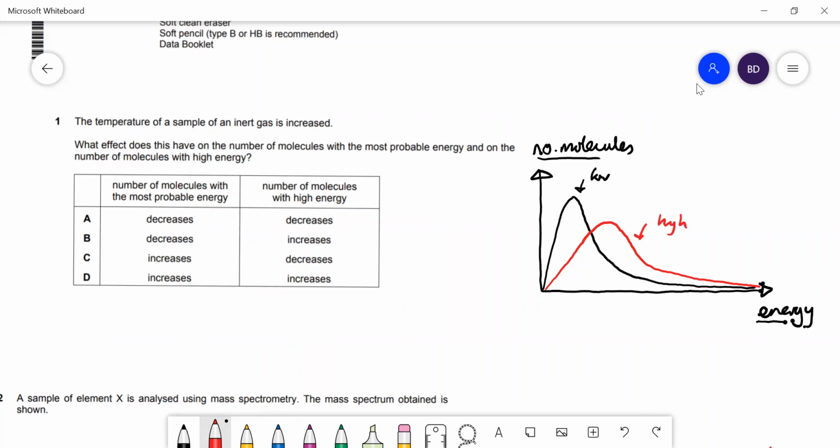So if you increase the temperature, the number of molecules with the most probable energy, and the most probable energy at the height is there. As you can see, that peak is lower than the most probable energy at the lower temperature. So we want either A or B here. The number of molecules with high energy, obviously at higher temperature, is going to increase. So our answer is B.